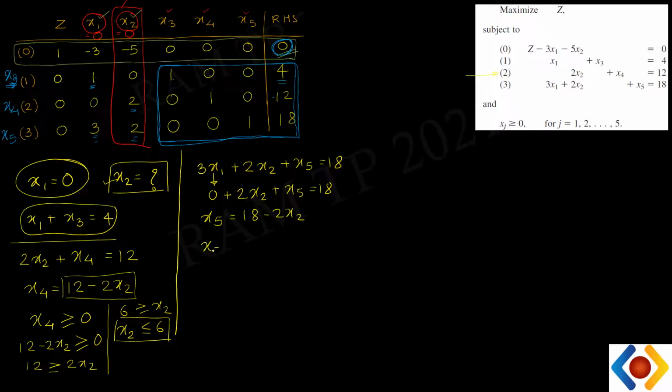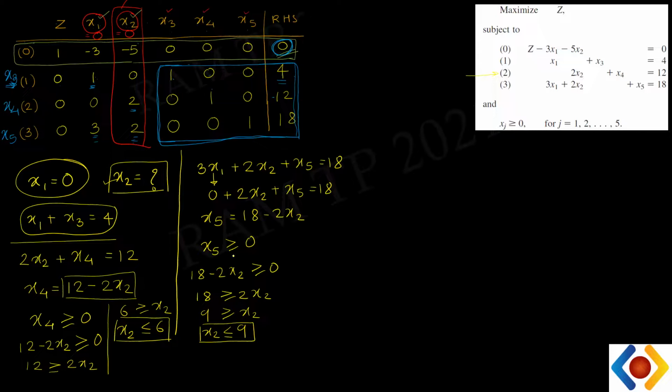So I can say that x5 has to be greater than or equal to 0. Now I can write x5 is 18 minus 2x2, and 18 minus 2x2 has to be greater than or equal to 0. Therefore 18 has to be greater than or equal to 2x2. If I divide both sides by 2, I end up getting 9 has to be greater than or equal to x2. That means x2 has to be smaller than or equal to 9. So if I go beyond 9, x5 will become negative, right?